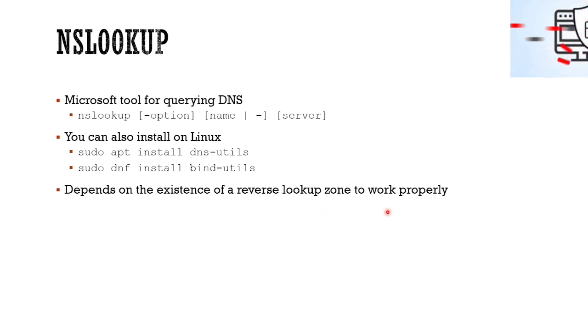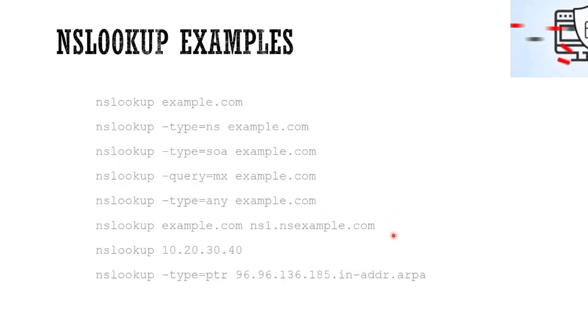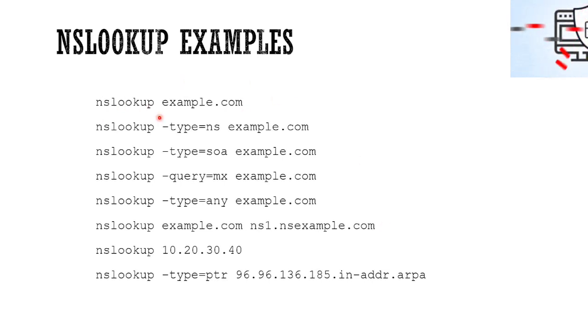nslookup example.com, just give me all of it. Or nslookup -type=NS, only the name servers. I just want to know the DNS servers for example.com. Or I just want to know the start of authority, which describes things like when the records will expire, how long you have to keep it before you let it expire, who created it, and that sort of thing.